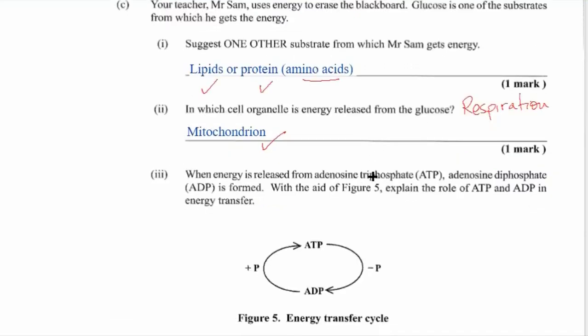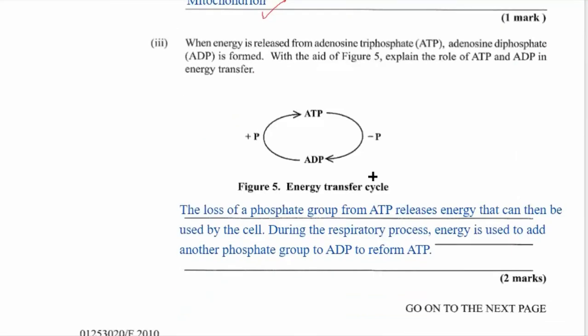Moving on, we have here energy is released from ATP. ATP is produced with the aid of figure 5. Explain the word. If they say with the aid of, in the context of a structured question like this, you're not really drawing anything, then you have to refer to what is being shown in the figure in your answer. As you see here, the loss of a phosphate group from ATP releases energy that can then be used by the cell. Right? So it's referring to this part of the process.